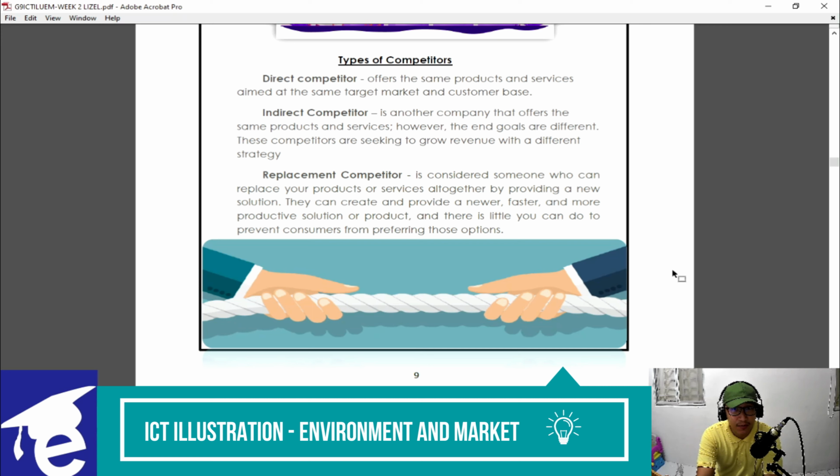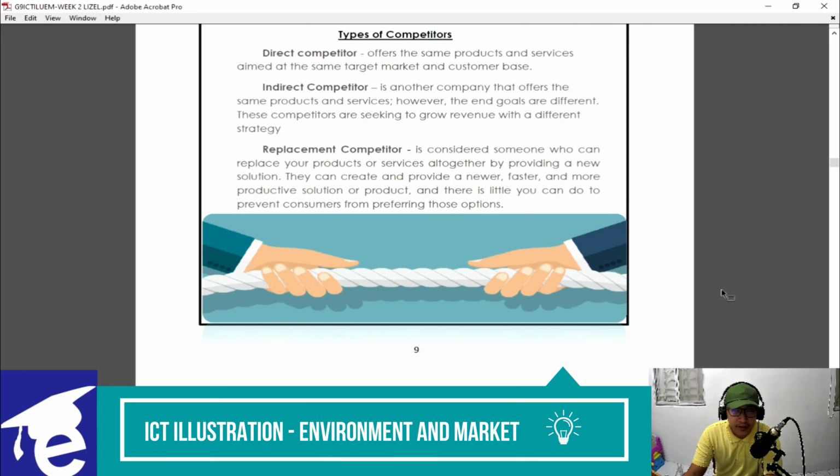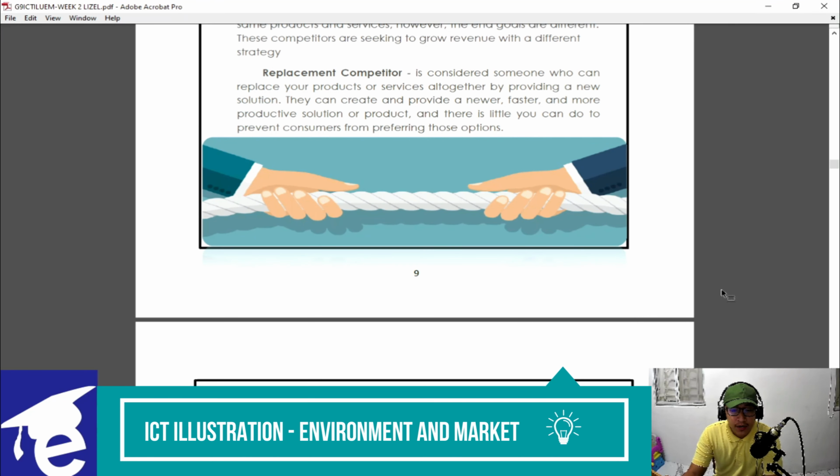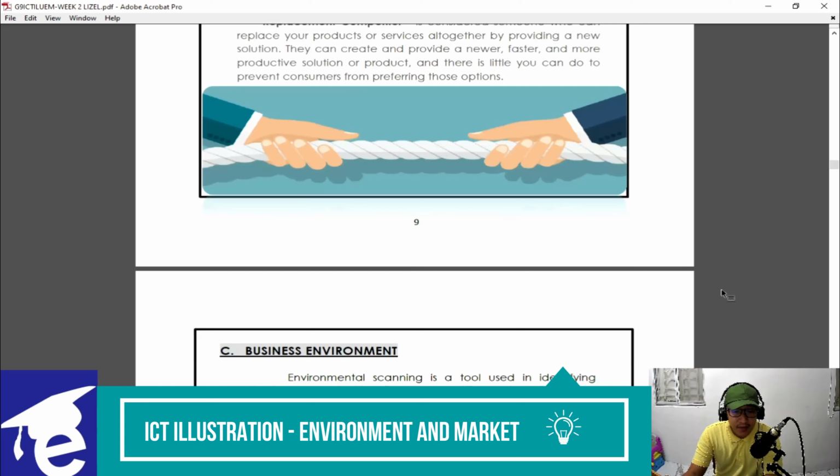The one that we experience right now is we have the traditional SM that has a physical place, and we have Shopee, we have Lazada. These are digital e-commerce markets. Everything you are going to buy or look for is also inside Shopee and Lazada, as well as in a supermarket like SM. So that's a replacement competitor. They are direct, and at the same time indirect competitors, with those kinds of types.